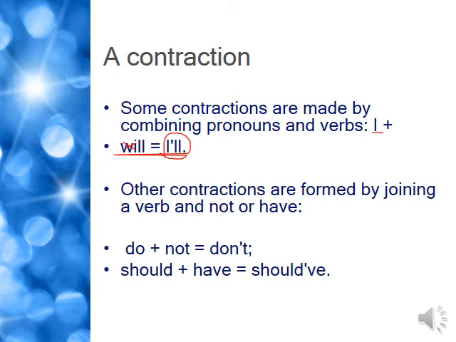Other contractions are formed by joining a verb and not or have. A verb and not, or a verb and have. Like what? Do and not can be don't, and of course the apostrophe is in the place of the O. And should and have. We said verb and not or verb and have. So here we have verb and have, gonna be should've. So we deleted the H and A.